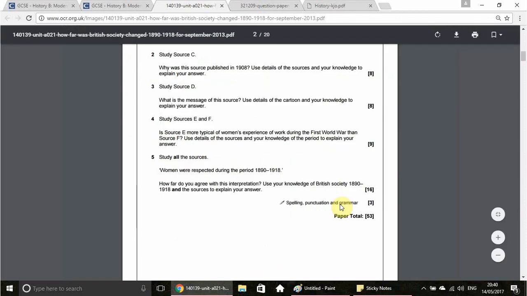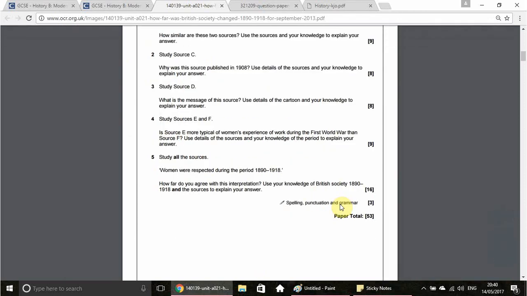Okay, finally on to the big one. So this is the 16-mark question that you're going to spend half an hour on. I would recommend that you actually do this question at the end of the paper. That way you'll have thought through all the sources really carefully when you've answered the previous 4 questions. It's really important that you understand what you're being asked to do.